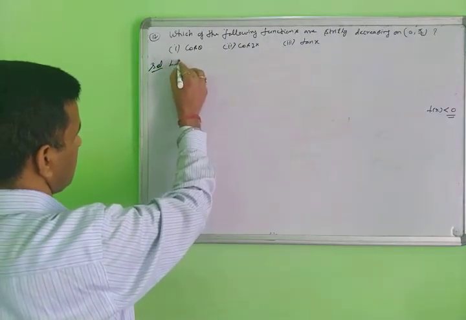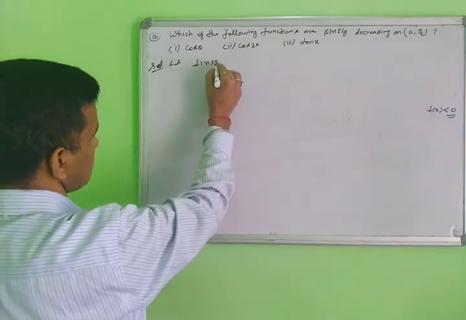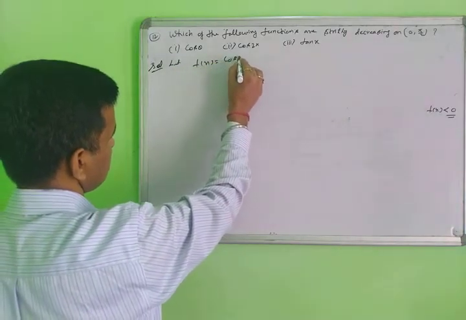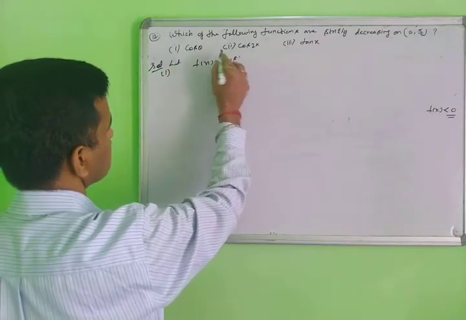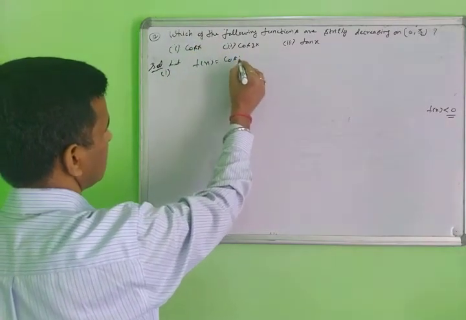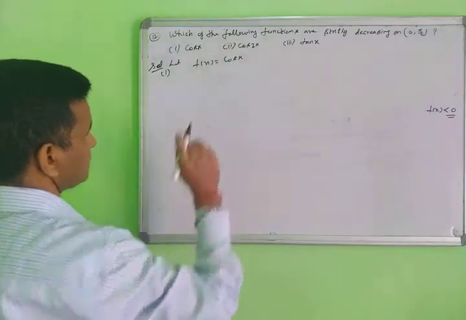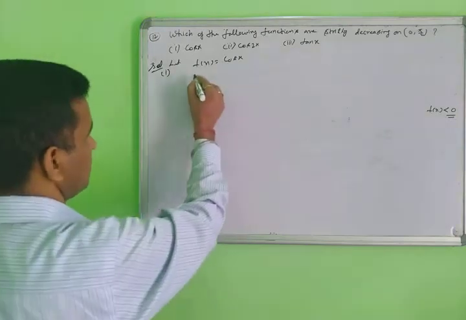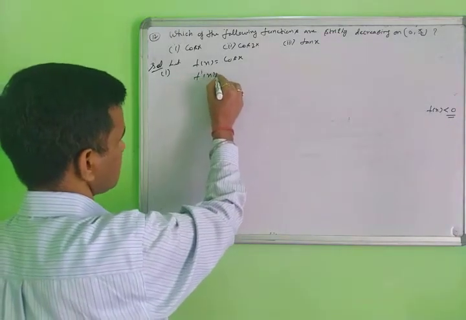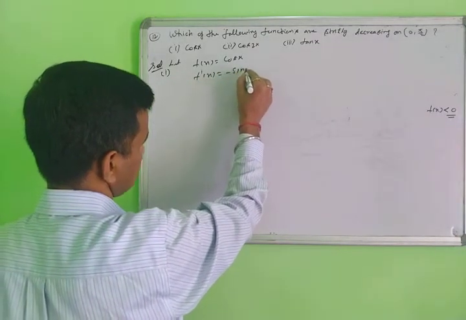Now start the solution. Let f x equal cos x. This is the first part. First of all, same thing here, differentiate. So now f dash x equals minus sin x.